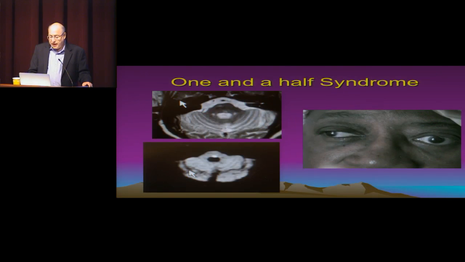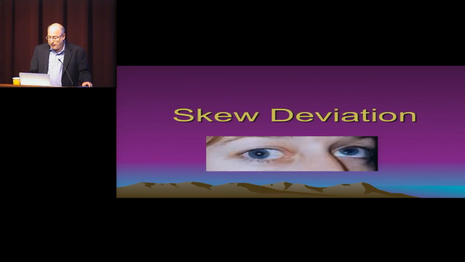So this was the case with the 1.5 syndrome. Here's the lesion on the left side of the pons that's giving you the gaze paresis and the MLF abnormality.